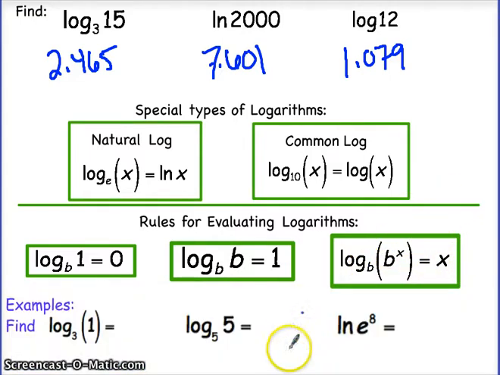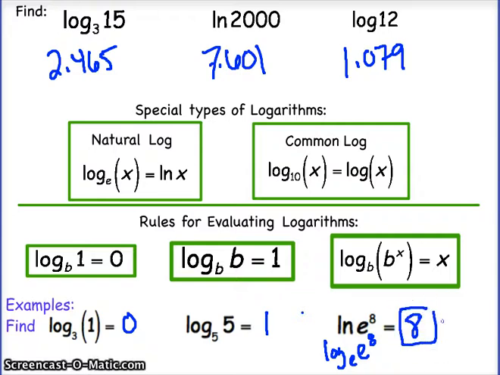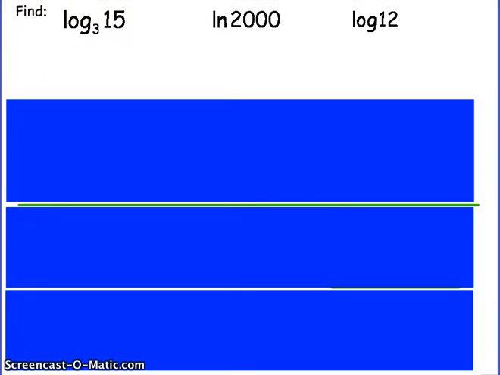So for the problems down here at the bottom, log base 3 of 1 we'll quickly know is always 0. Log base 5 of 5, again equal bases, means we get 1. And the natural log of e, or log base e of e to the 8th, just comes out equal to the power. So you'll get that power of 8.